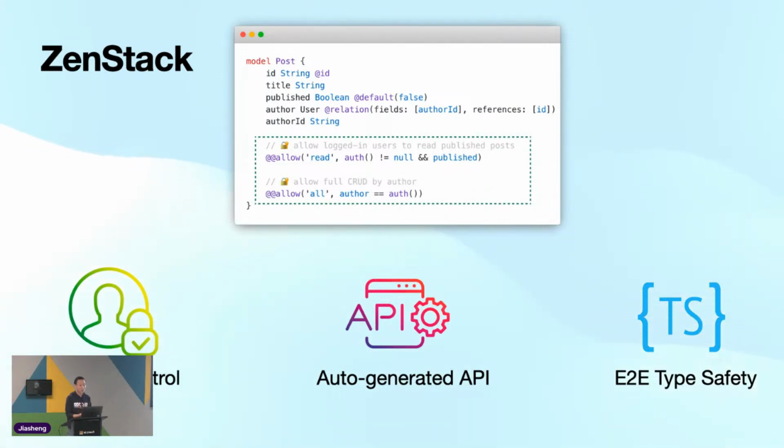And then with those guarded APIs, we can generate the API for you, whether it's a RESTful API or tRPC, and even GraphQL, we will generate it for you. You don't need to worry about that. And then, of course, we have end-to-end type safety. Prisma and tRPC already did a great job for that, and we just stick to that to make sure you still get end-to-end type safety.